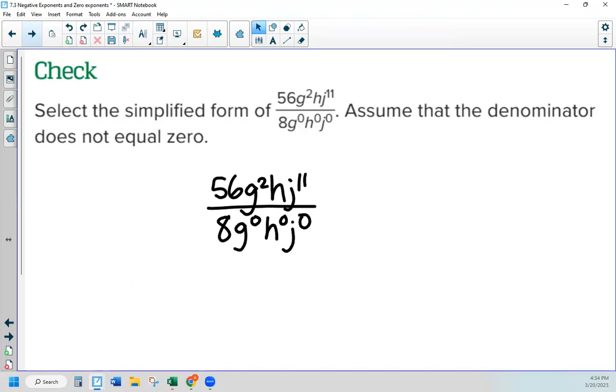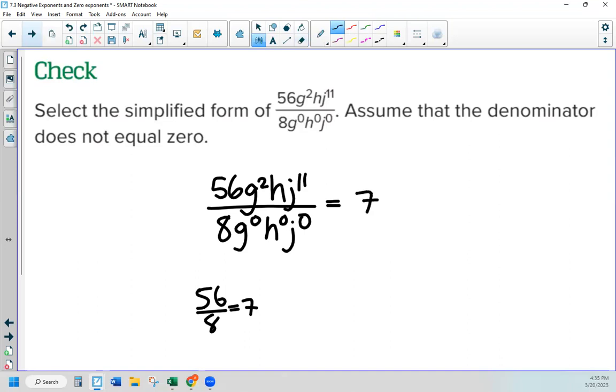Okay, so the first thing I'm going to think about is 56 divided by 8. Think about it as a regular fraction. What is 56 divided by 8? Or what number do you multiply 8 by to get 56? That number should give you 7. So 7 times 8 will give you 56. Now, that is going to stay in your final answer. So just write it down. 7.